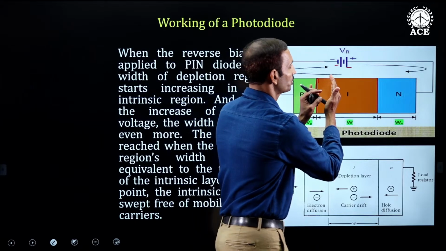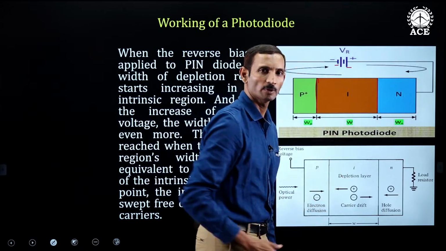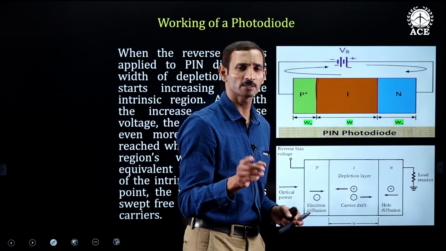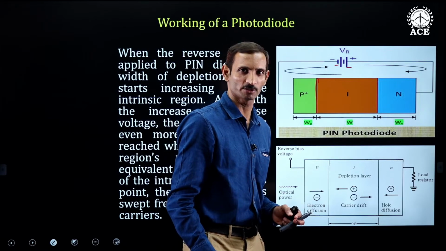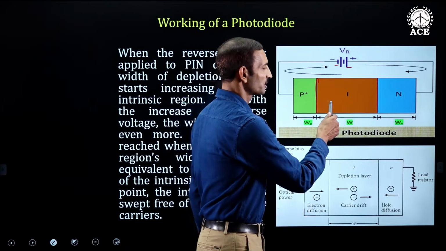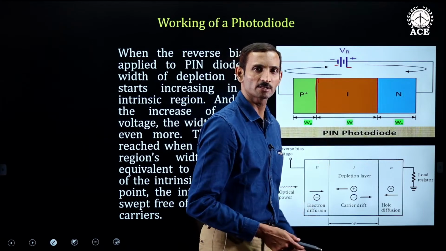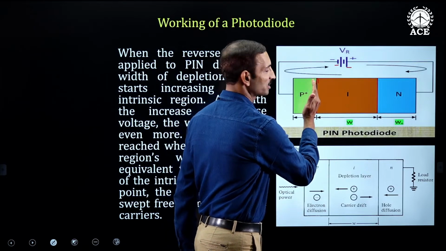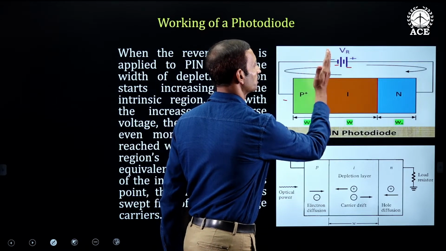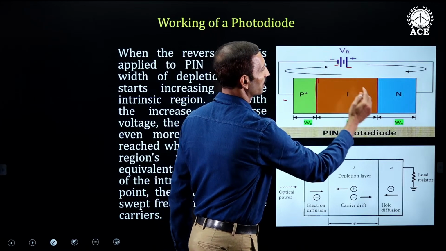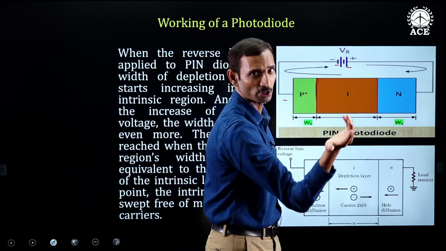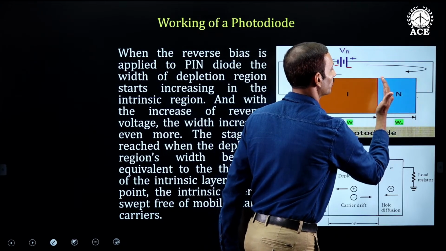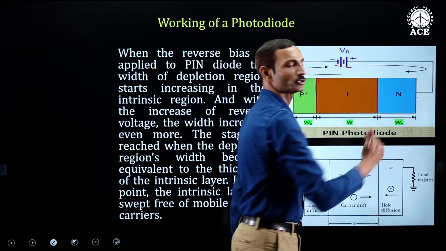And a stage is reached where this entire intrinsic region becomes a depletion region. We know in reverse bias, the depletion region length is going to increase. Since there are no free charge carriers in the intrinsic region, the charge carriers on the P side are going to sweep away towards the negative terminal, and the charge carriers on the N side, which happen to be electrons, would be swept away towards the positive terminal of the battery.